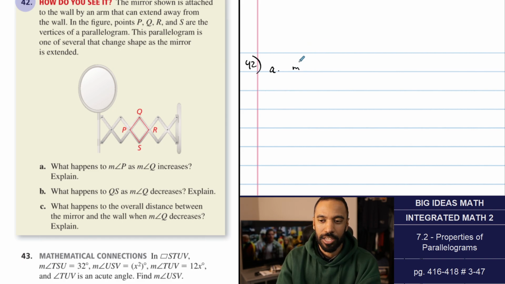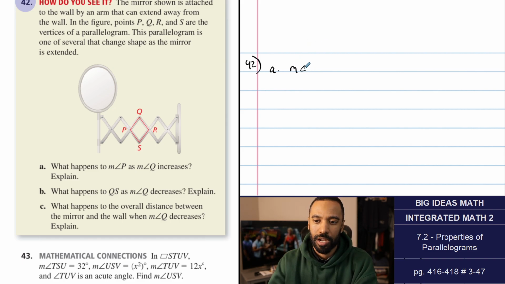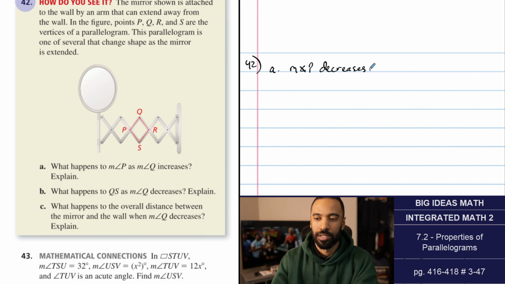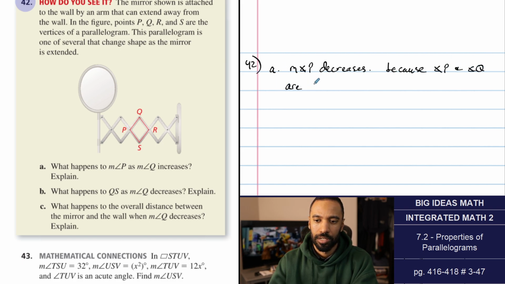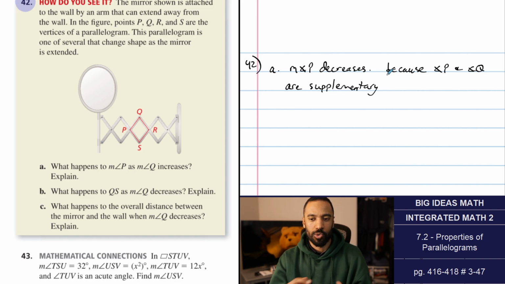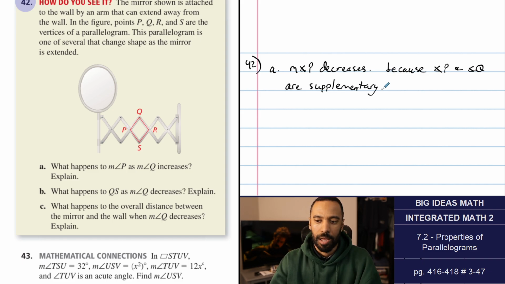Oh, I guess I have to explain it. Measure of angle P decreases. I'm going to use the parallelogram reasoning because angle P and angle Q are supplementary. If Q increases, then P has to decrease as a result, right? They still have to add to 180. I'm just saying because they're supplementary. I've kind of explained the rest to you.